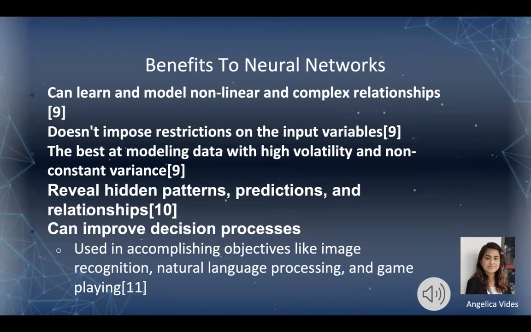Neural networks can also reveal hidden patterns, predictions, and relationships. They can also improve decision processes. Some examples include image recognition, natural language processing that involves character and voice recognition, game playing, and financial predictions for stock prices, currency, options, futures, bankruptcy, and bond ratings, etc.